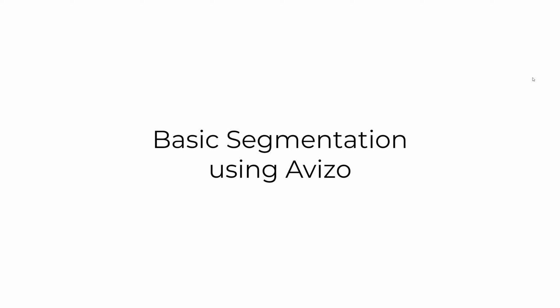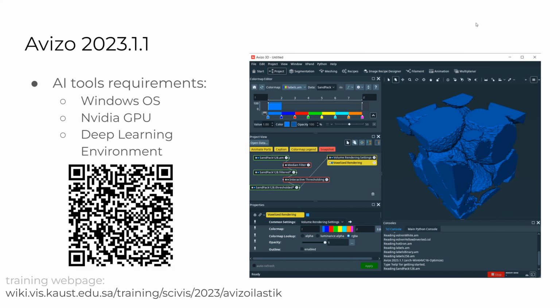Cool. So that was our overview, and now we're going to start with basic segmentation using Avizo. We're going to use Avizo 2023.1.1. This is the latest version, and you can find it on the KAUST IT website. I provide the link on the training webpage.